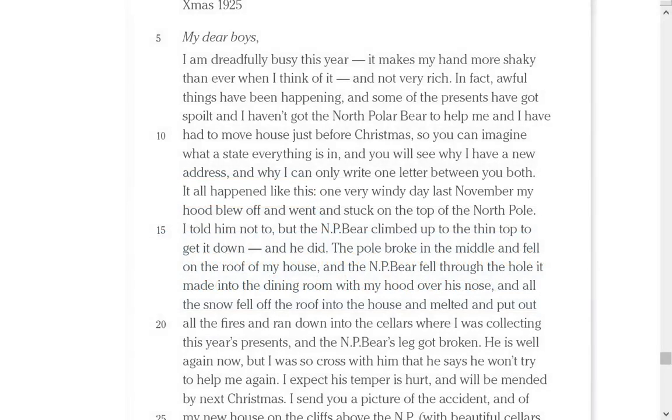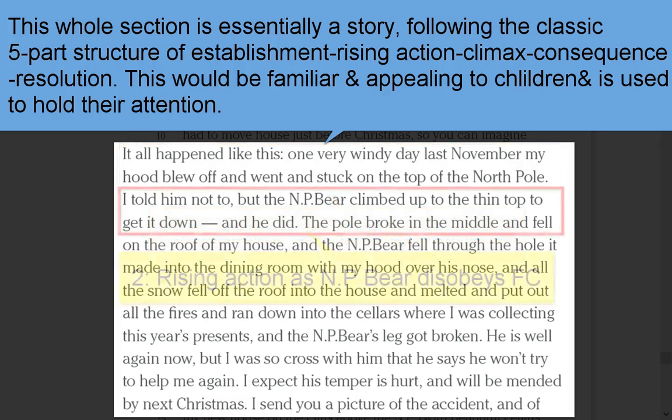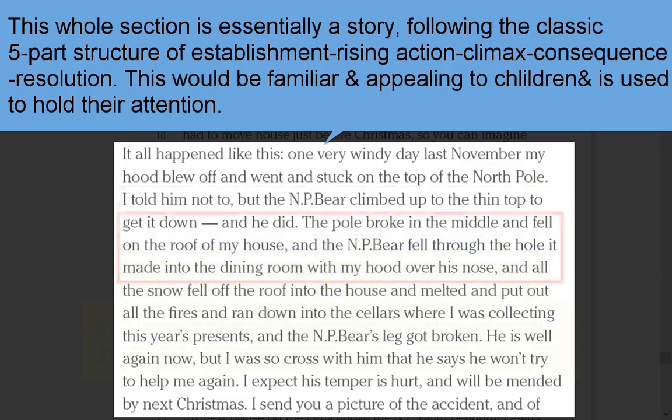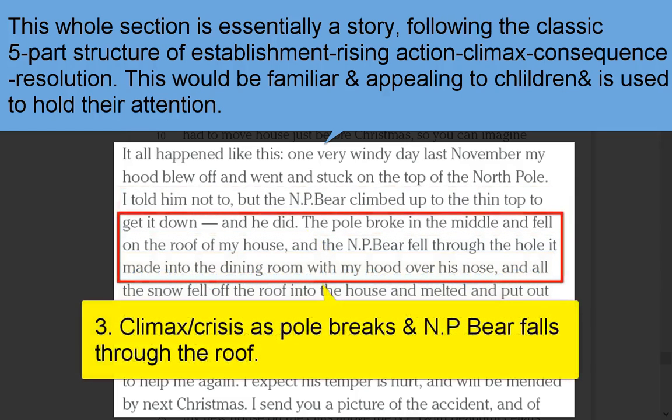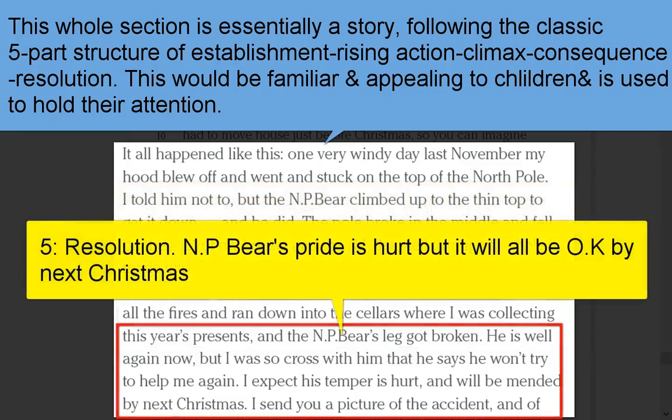And then we get lots of descriptive details in here. He refers to the NP bear, the North Polar bear, who usually helps him, and describes what he does. So he talks about him climbing up this pole to get the hat. It's quite a comic scenario that Tolkien's invented here for the entertainment of his children. So he's using storytelling devices. So structurally, he's using that sort of 5-part narrative structure that we're familiar with from thinking about imaginative writing, and he tells us what happened, and we get all of the details in there.